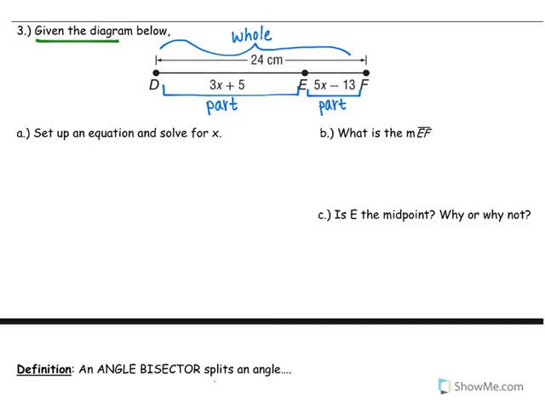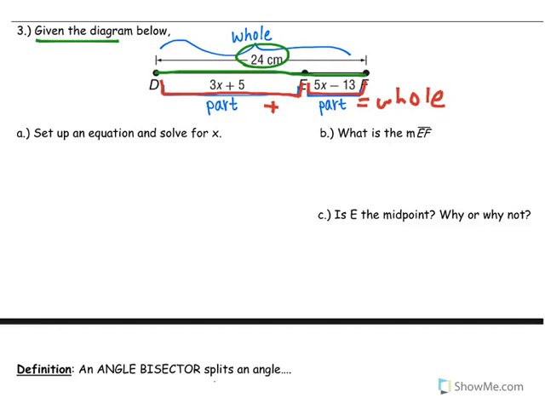So I kind of already helped us out here. We have an entire line segment. That's what I'm going to call the whole up top. That length is 24. But what we also know is that we have specific lengths of just the parts. The length of DE is 3x plus 5. And the length of EF is 5x minus 13. So I can create an equation by adding up the parts together and equating those parts to the entire whole.